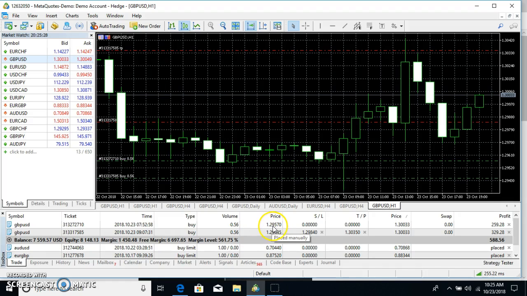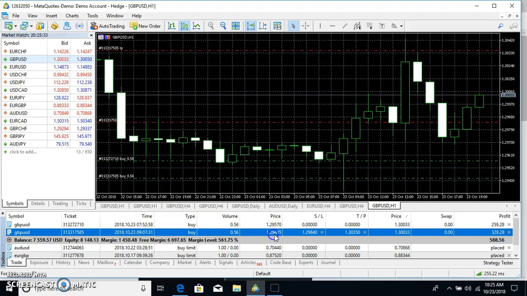1.2957. That's where I put my pending order. And then it didn't go my way, so I got in another order at 1.2944, because I knew it was going to go up. I'm looking at the 4-hour chart. I mean the one hour chart, just so you can see.